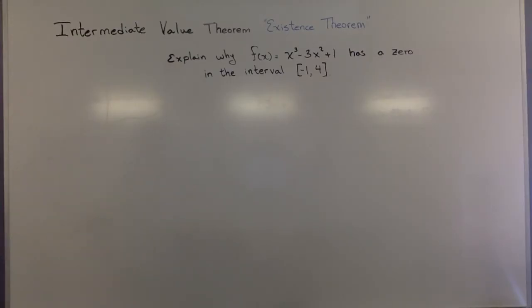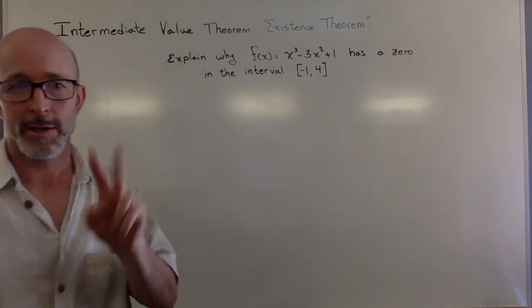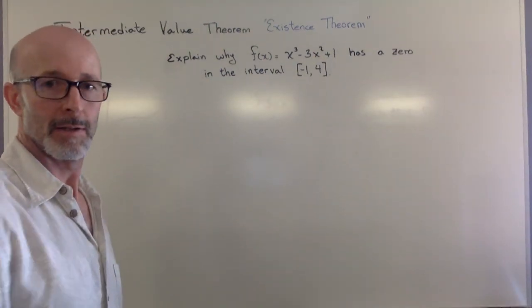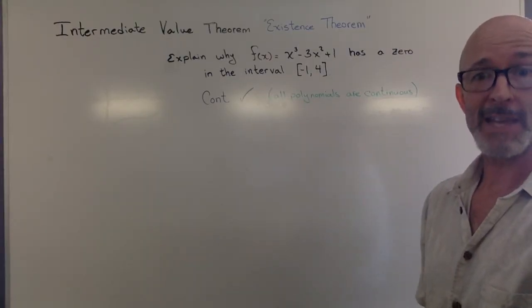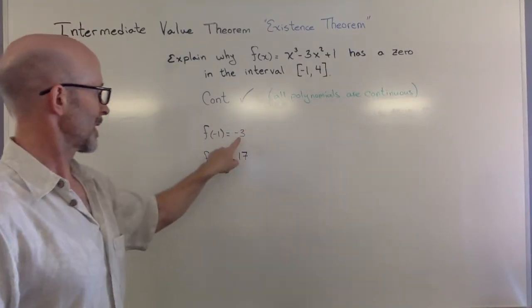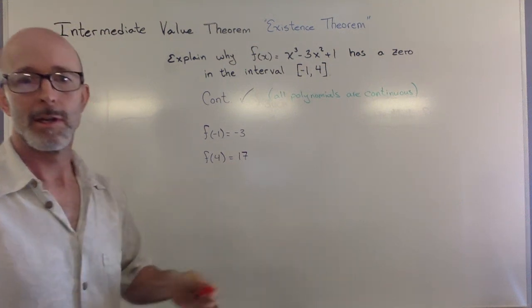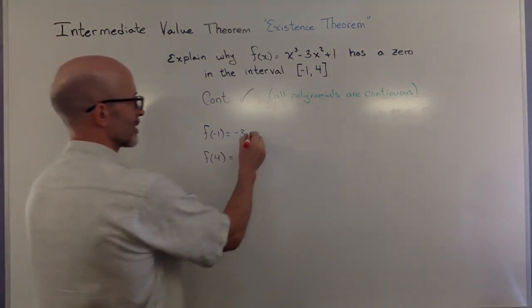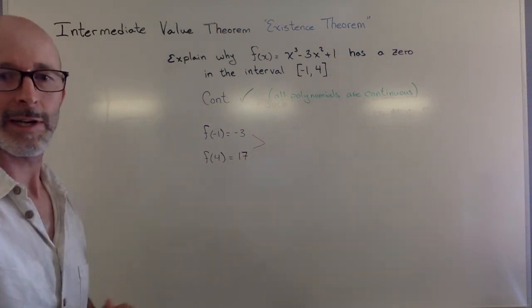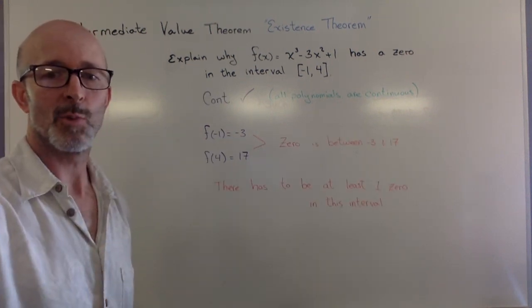Here's an example. Explain why this function has a 0 in the interval from -1 to 4. So this would just be stating that, hey, I know there's a 0 in there somewhere. Here's what you can do. Basically 2 steps. 1, is this a continuous function? 2, figure out what the endpoints actually are. And if the 2 endpoints at -1 and +4 actually have values greater than and less than 0, we know 0 is in between here. There must be at least one answer here.